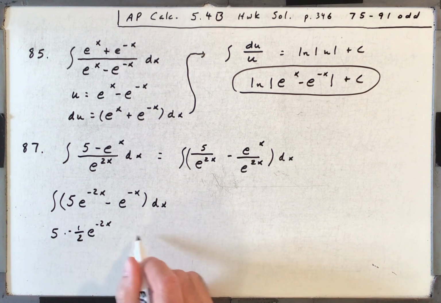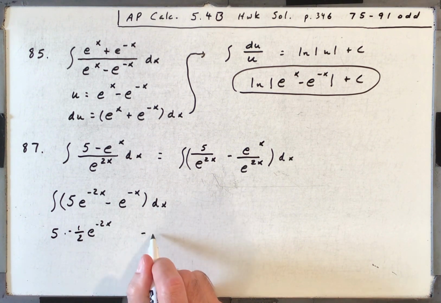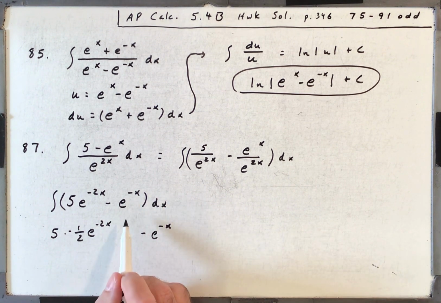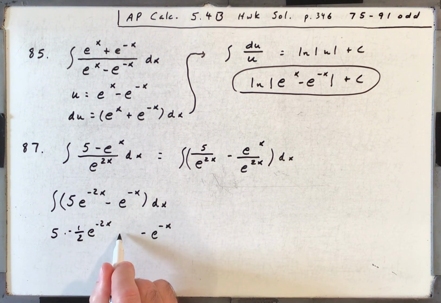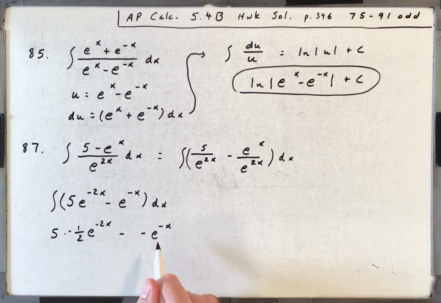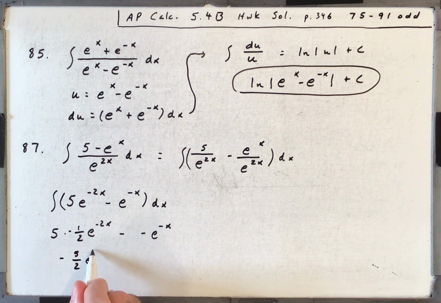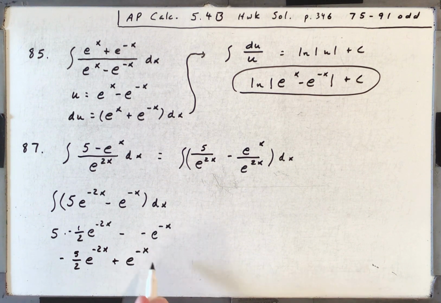And on this one, it's going to be minus e to the minus x, right? The antiderivative of e to the minus x, but you've got a minus out front. So that would be negative 5/2 e to the minus 2x plus e to the minus x, and then plus c.